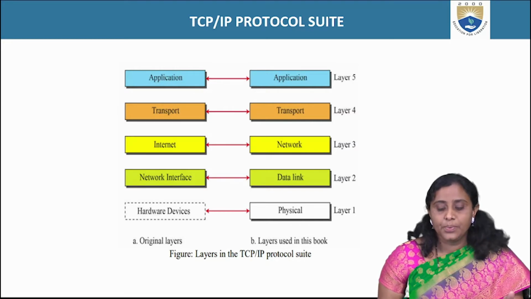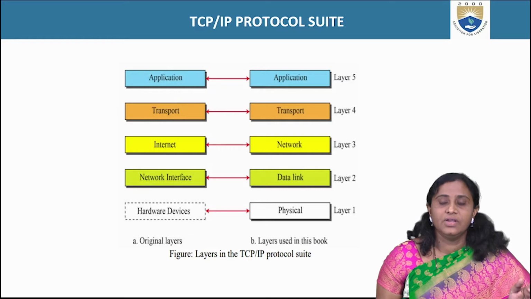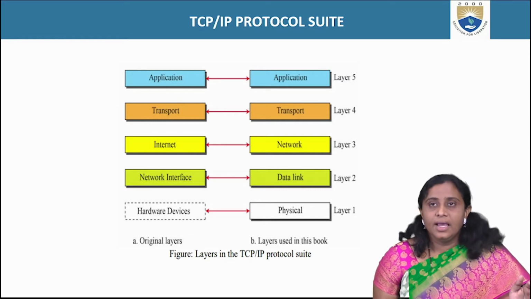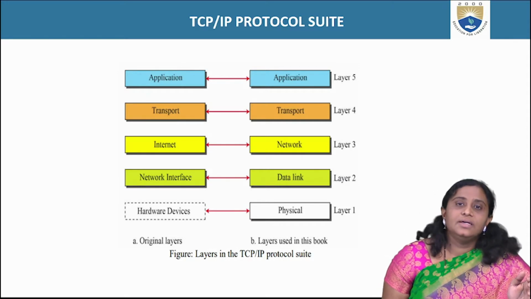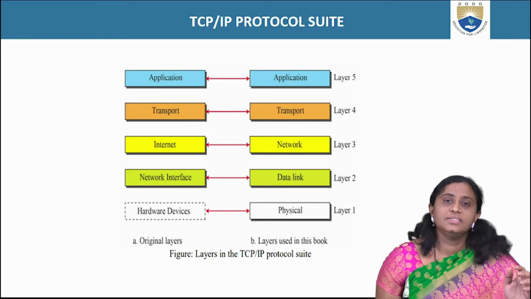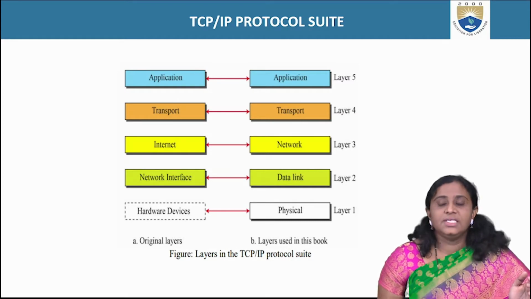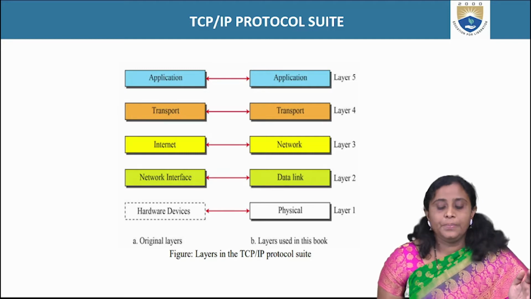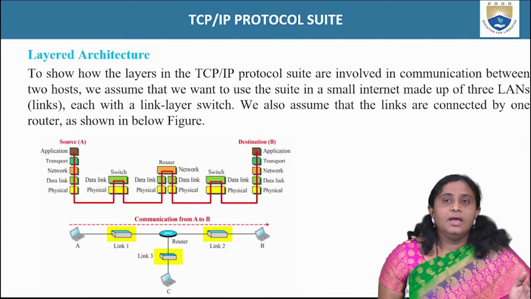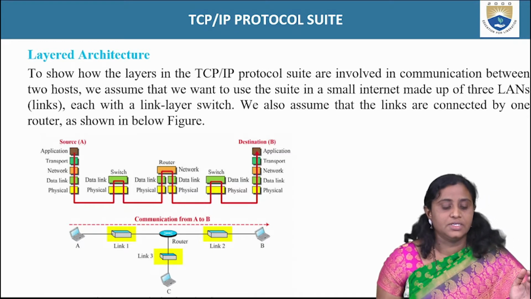The TCP/IP protocol suite consists of mainly 5 layers, which are mentioned in the given diagram. The first layer is the application layer. The second is the transport layer. The third is the network layer. The fourth is the data link layer. The fifth is the physical layer. Let us see one by one what layers are present under the TCP/IP protocol suite, what their functions are, and how they are related to networks.